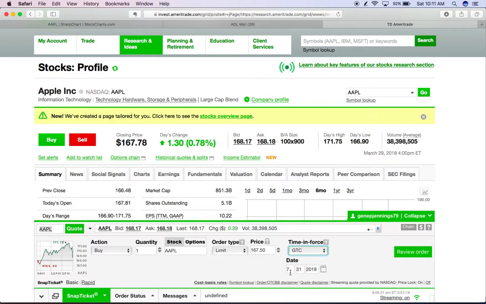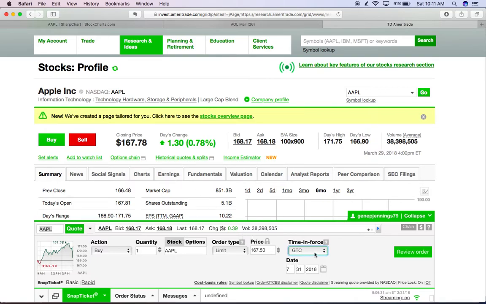It's good until July the 31st. Today is March 31st, by the way. So it gives you, was that six months? No, four months. So you've got your order: buy one Apple limit at 167.50. So it's not going to trigger until the price goes to 167.50. So this may or may not work depending on Apple's price. If it keeps going up, you're not going to get it here.